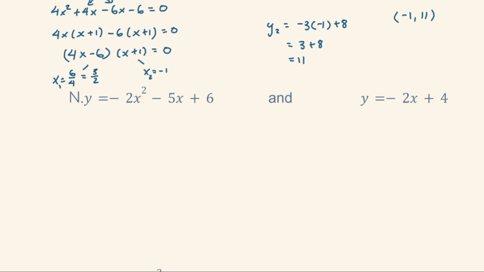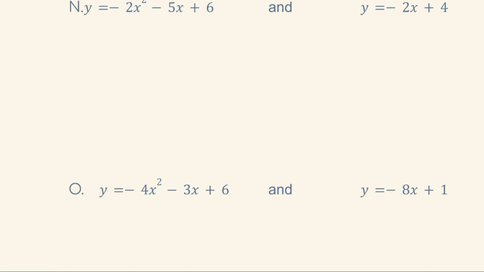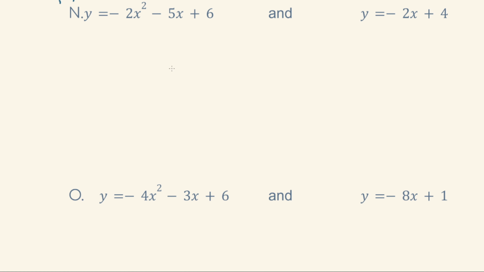Now, let's look at this question over here, question N. Similar question here. We've got a quadratic and a line, and this one does not have a coefficient of just 1. So let's do the same exact thing here. We're going to take this and make it equal to this. So we've got minus 2x squared minus 5x plus 6 is equal to minus 2x plus 4.